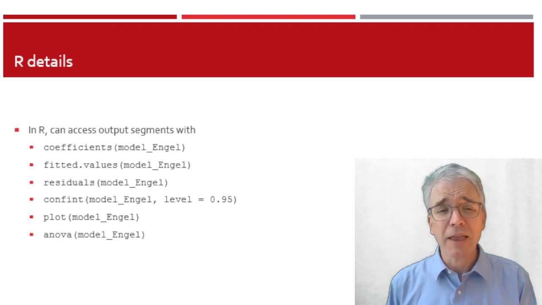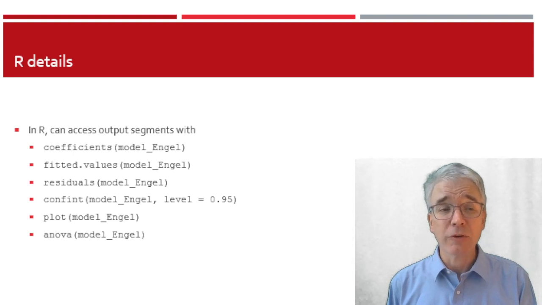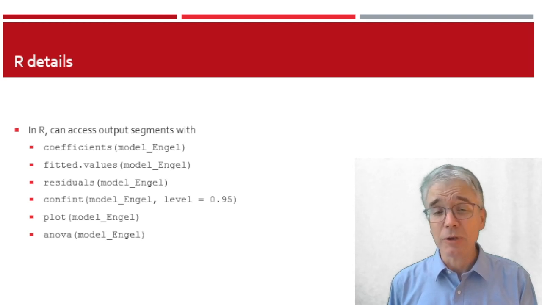In R, we have lots of handy ways to work with the output from the lm call. Once you estimate the model, as I did on the previous slide, you can access different pieces of the model. The coefficients function brings the coefficients. Fitted values brings the fitted values. Residuals are the differences of y hat from y. Confint gives the confidence intervals for each of those coefficients. Plot gives a whole bunch of interesting plots. Anova will give you the ANOVA tables. You get the idea.